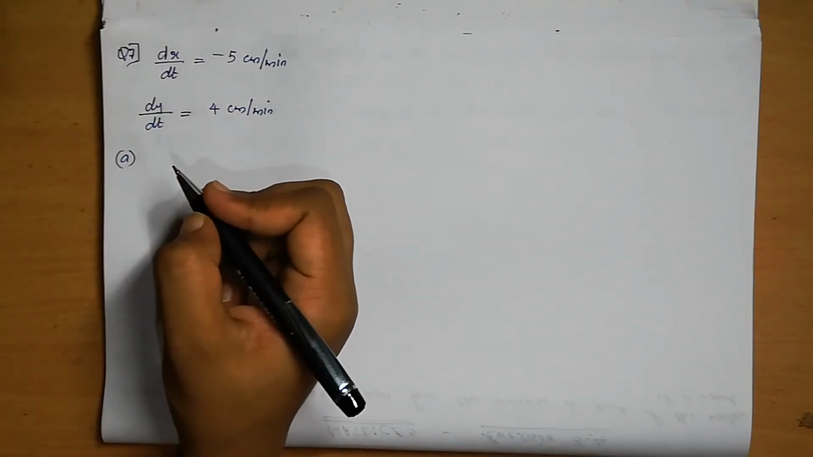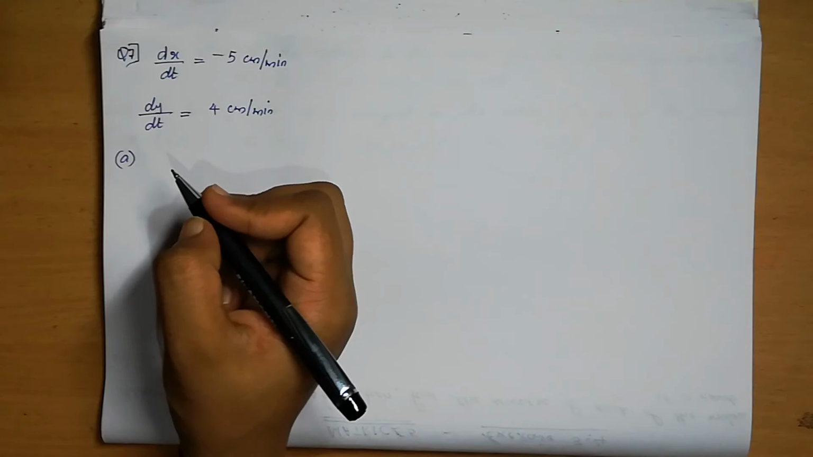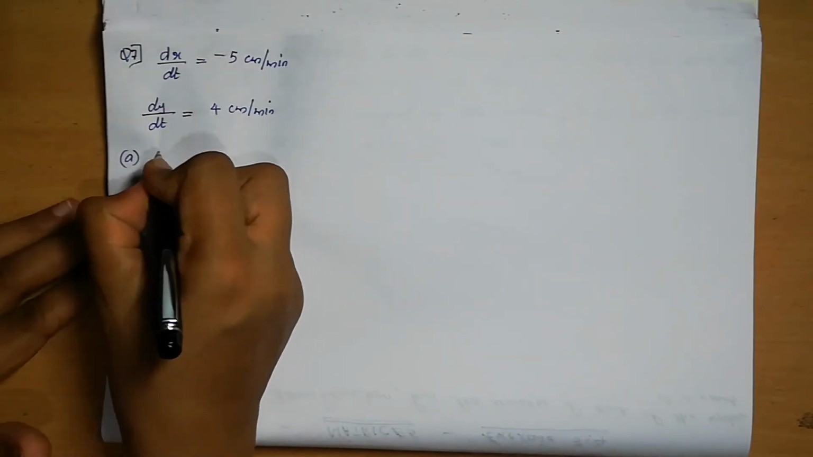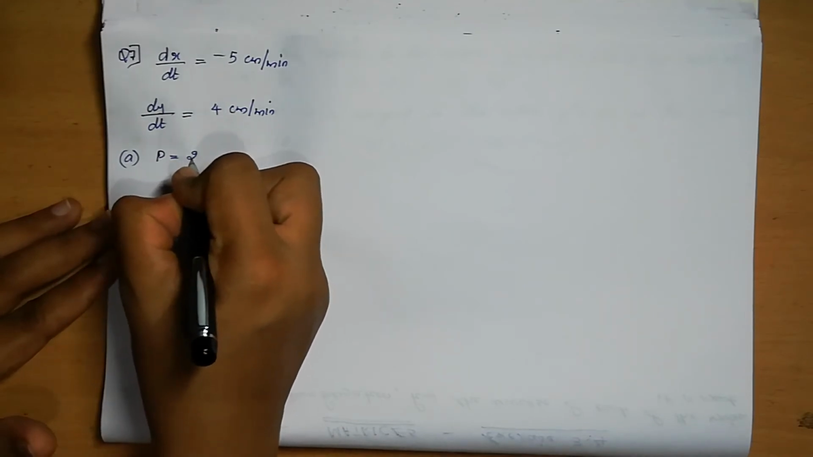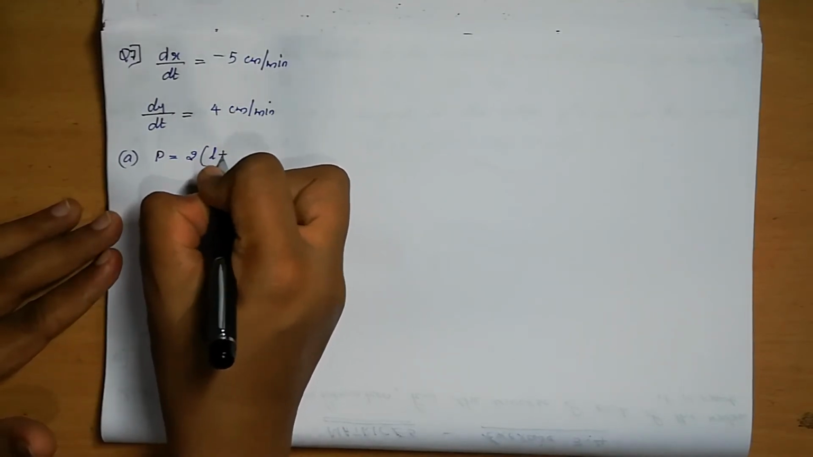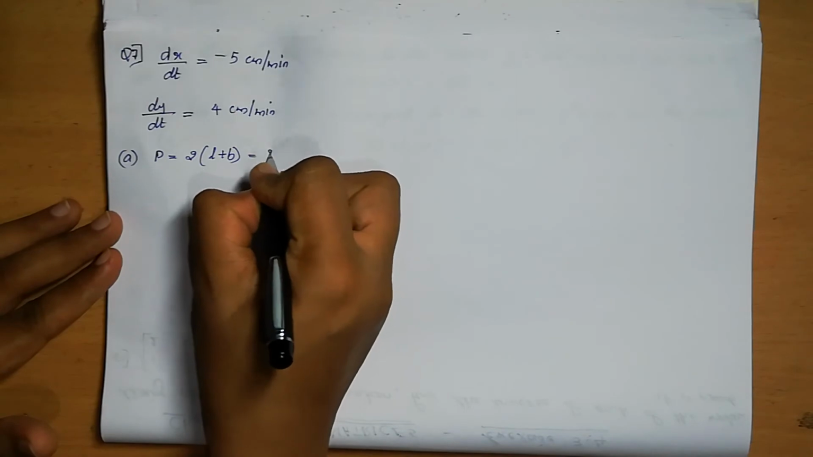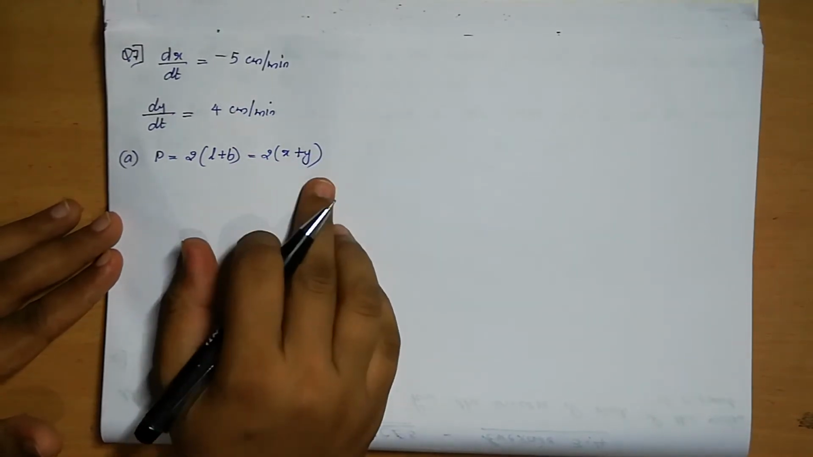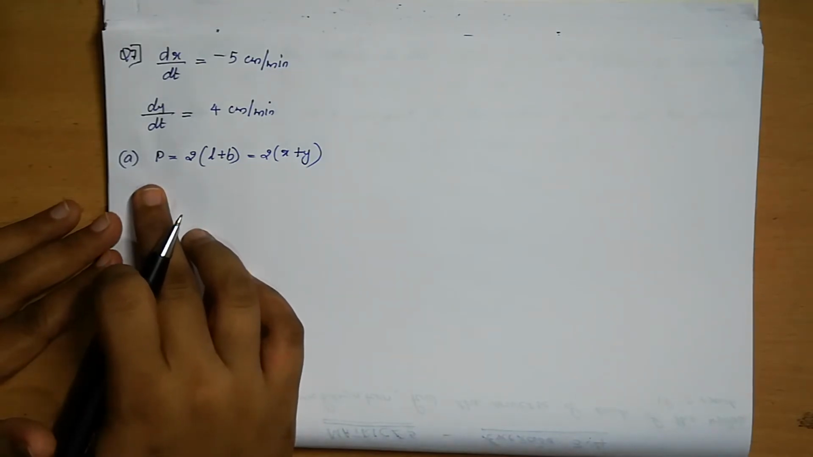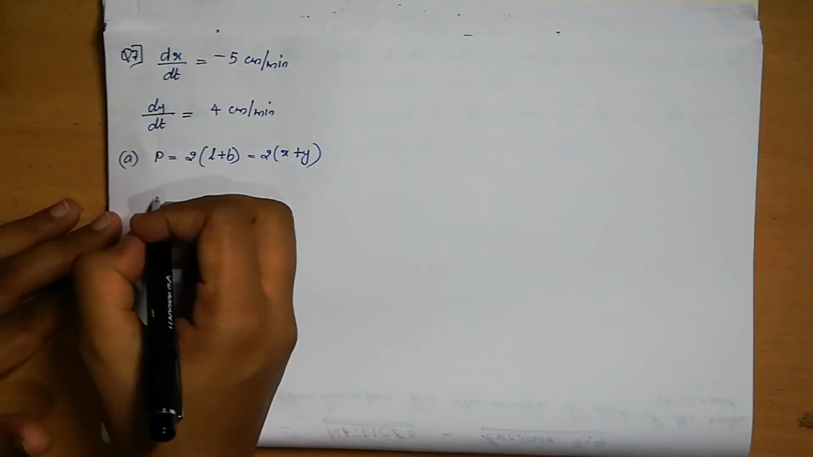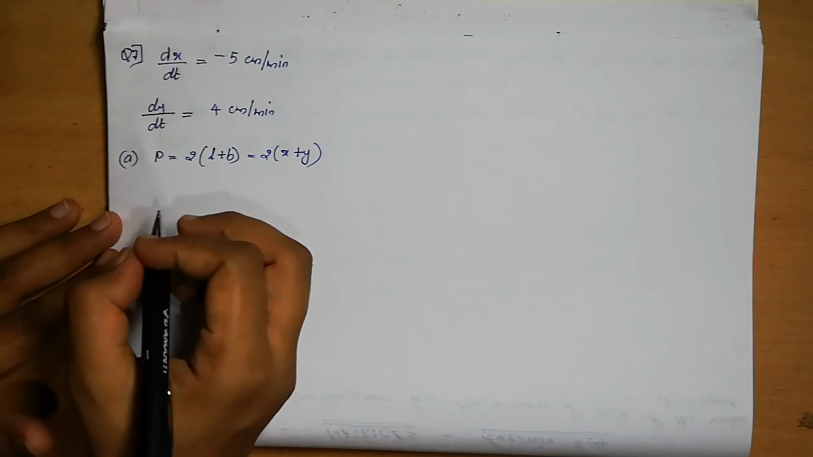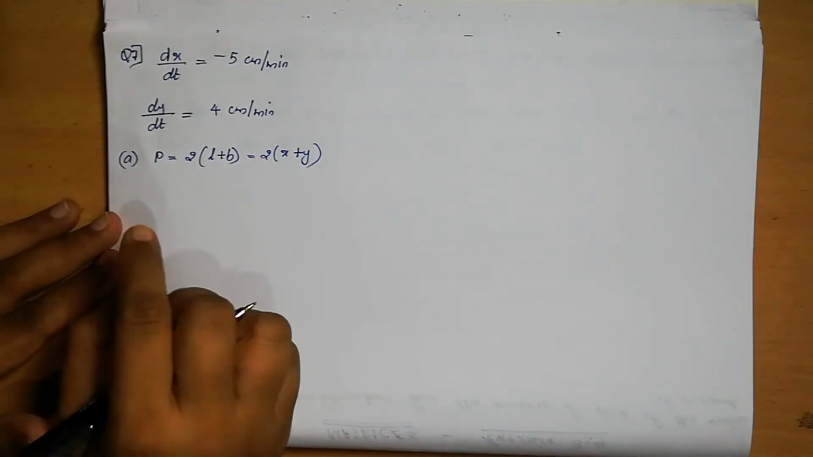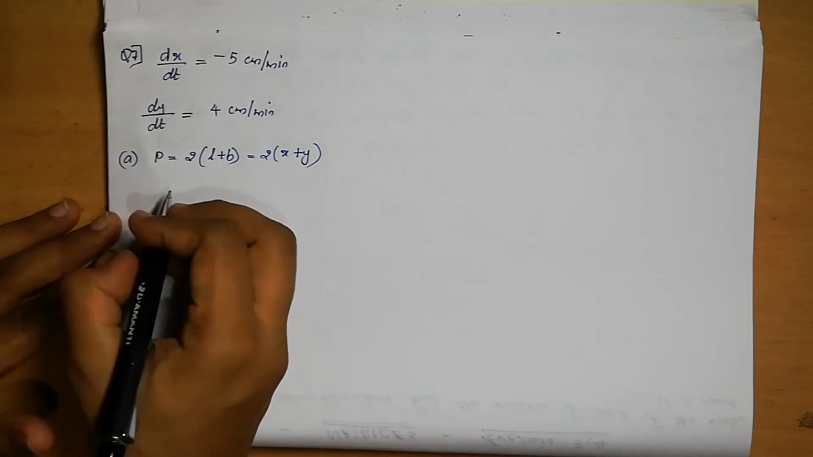Perimeter means what is the perimeter of the rectangle? 2 into length plus breadth is the perimeter of the rectangle, right? Perimeter is equal to 2 into length plus breadth. That means 2 into, here length is x and width is y. 2 into x plus y is the perimeter of the rectangle, correct? So we can find the rate of change of the perimeter. That means dp by dt we are going to find out. That means rate of change of perimeter with respect to time.